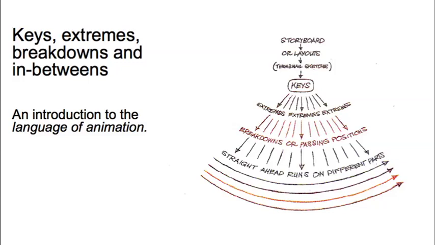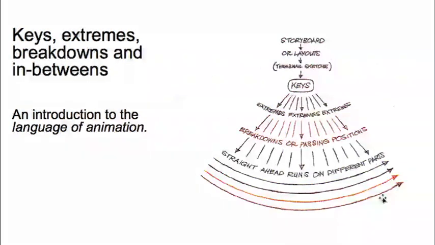So this lecture is about understanding the difference between keys, extremes, breakdowns, and in-betweens. The illustrations here are taken from the Animator's Survival Kit, and do have a look there if you want a more detailed summary of what this is about. But essentially, what we're talking about here is a language of animation, and it's very important that you understand this because during the course you're going to hear me referring all the time to your keys, your extremes, your breakdowns, and your in-betweens, and it's important that you understand what the difference is between them.